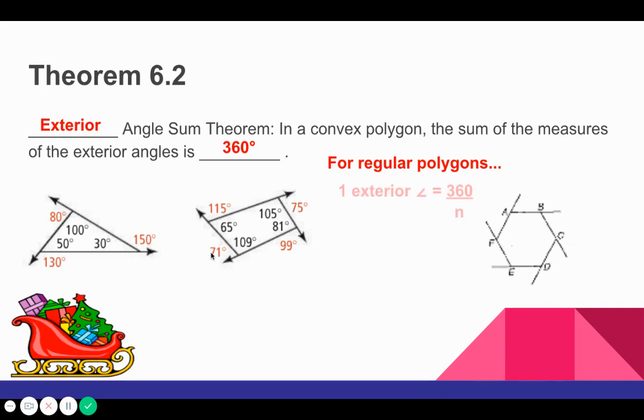This is for regular polygons. One exterior angle equals 360 divided by n. So that's when it's a regular polygon. If all the sides are the same and all the angles are the same, each exterior angle will be 360 divided by n, the number of sides. Here this is a hexagon, 6 sides. So we take 360 divided by 6. Each exterior angle is 60.